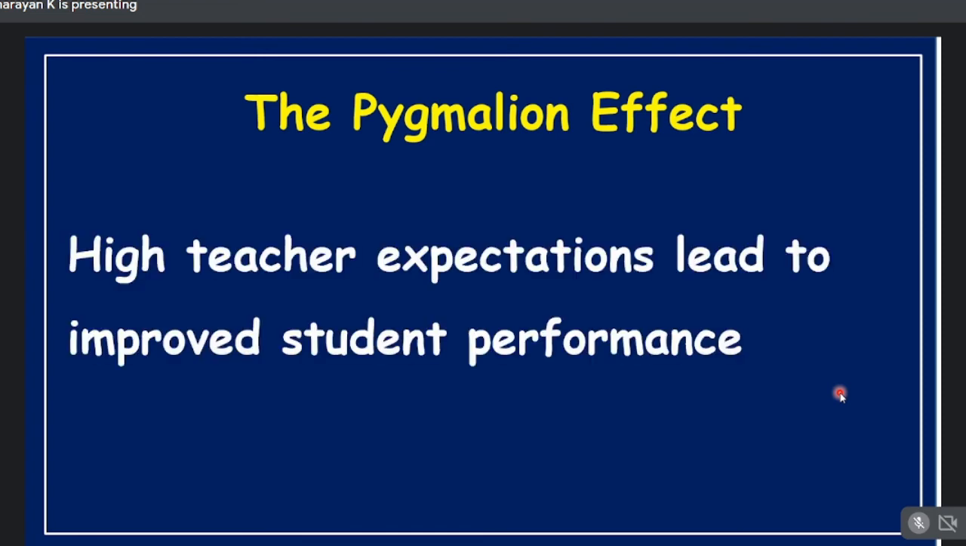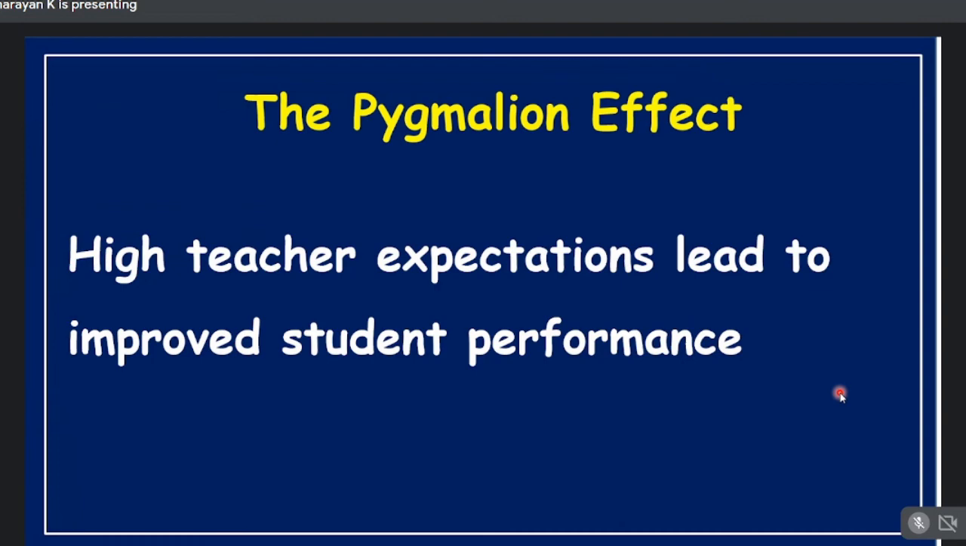If you set high expectations, it will lead to improved student performance. If you tell them you are capable, you can do it, you have the ability, keep encouraging them. This is what we call the self-fulfilling prophecy. Self-fulfilling prophecy can work negatively. If you say you are stupid, you are useless, you cannot do this, they will become so.